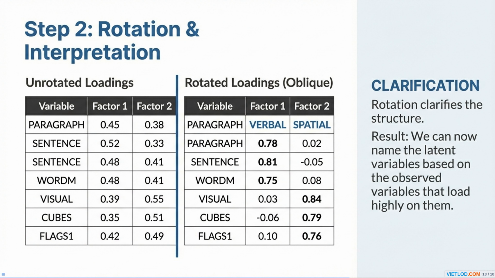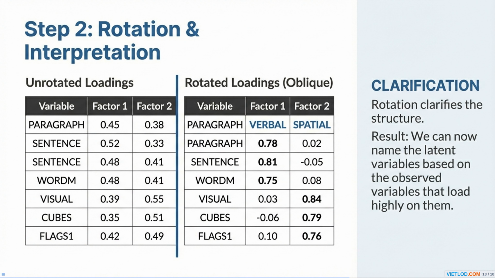The structure is now much clearer. Variables like paragraph, sentence, and word mem load very highly on factor 1 and near 0 on factor 2. Conversely, variables like visual, cubes, and flags 1 now load very highly on factor 2 and have near 0 loadings on factor 1. This clear separation allows us to confidently name the factors.